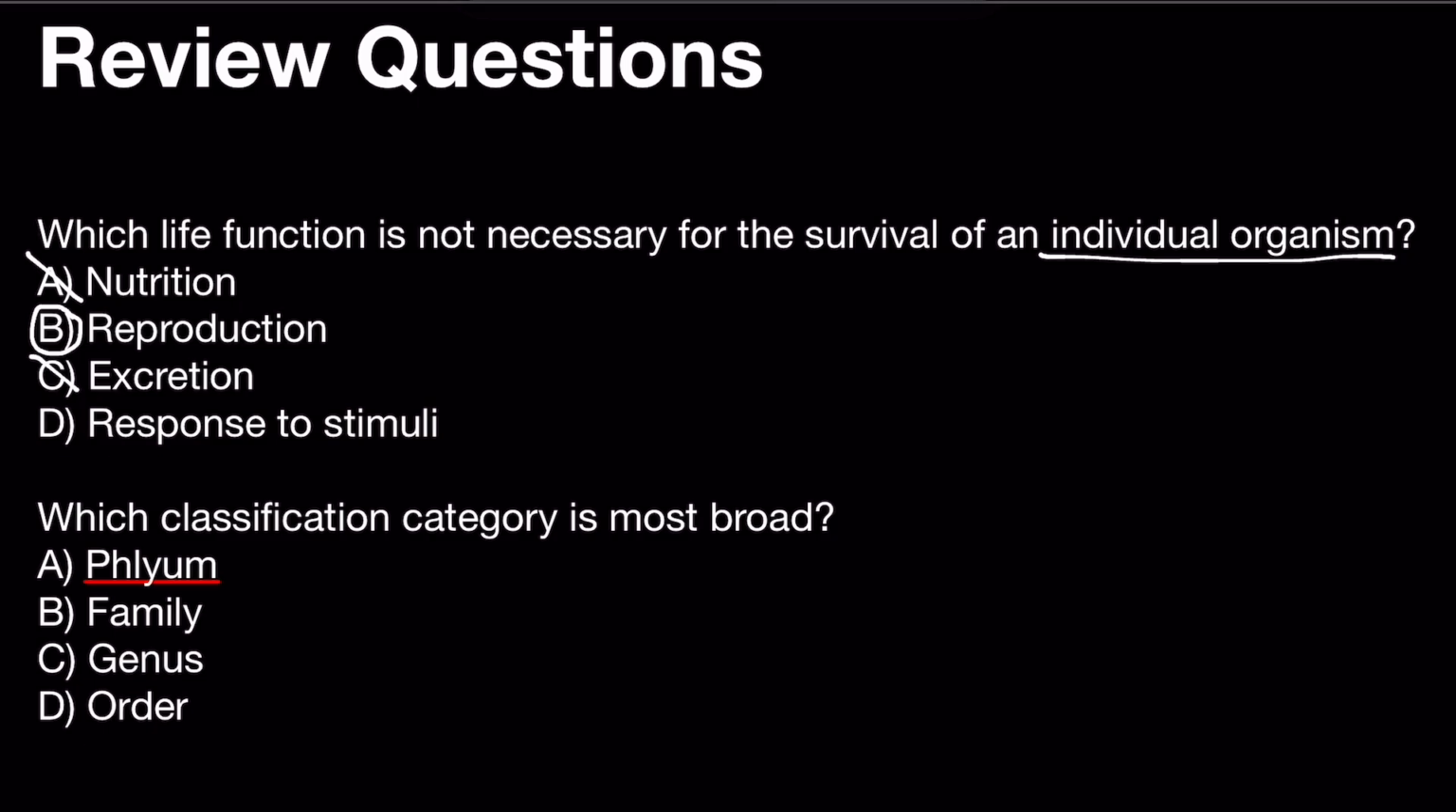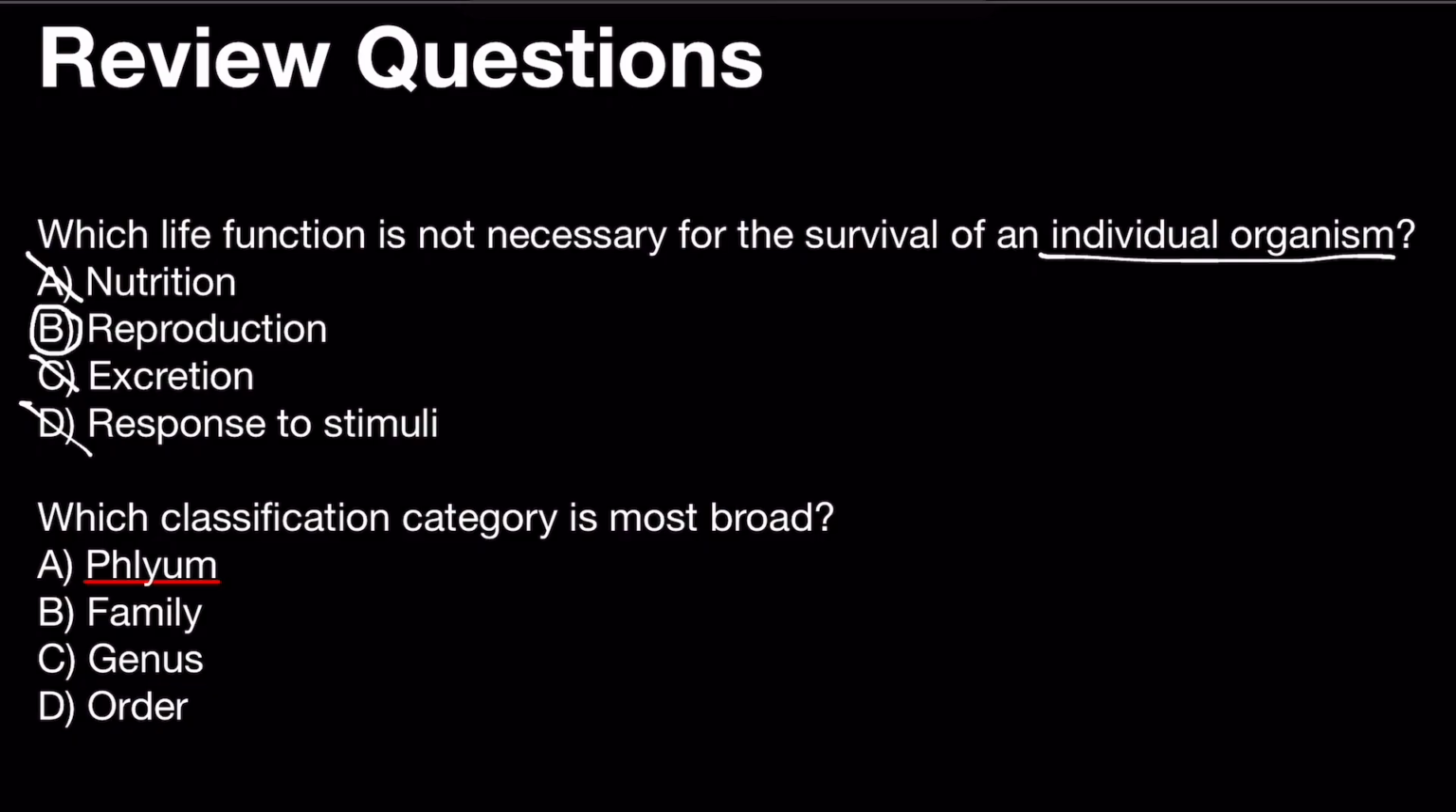And finally is response to stimulus. This one most closely relates to another way of saying regulation. Organisms need to be able to respond to external changes to help control and coordinate and maintain a stable internal environment, otherwise called homeostasis, which is necessary for any individual's survival. So our best answer here would be B.